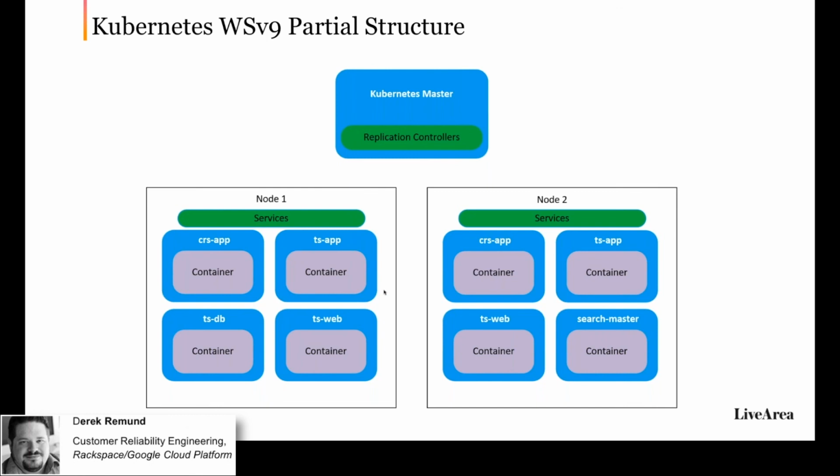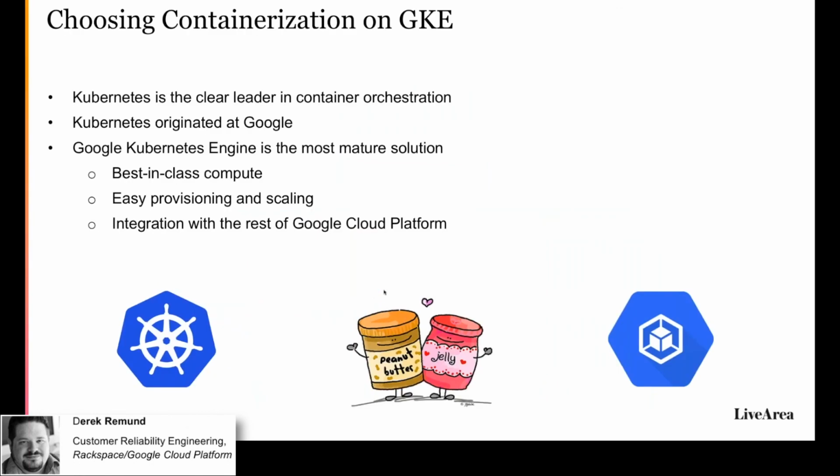In this case, we see just 2 nodes, but in a production application, you could have a large number of physical nodes. Once you have that deployed, if we go to the next slide, you really have to choose where you want to do this containerization.